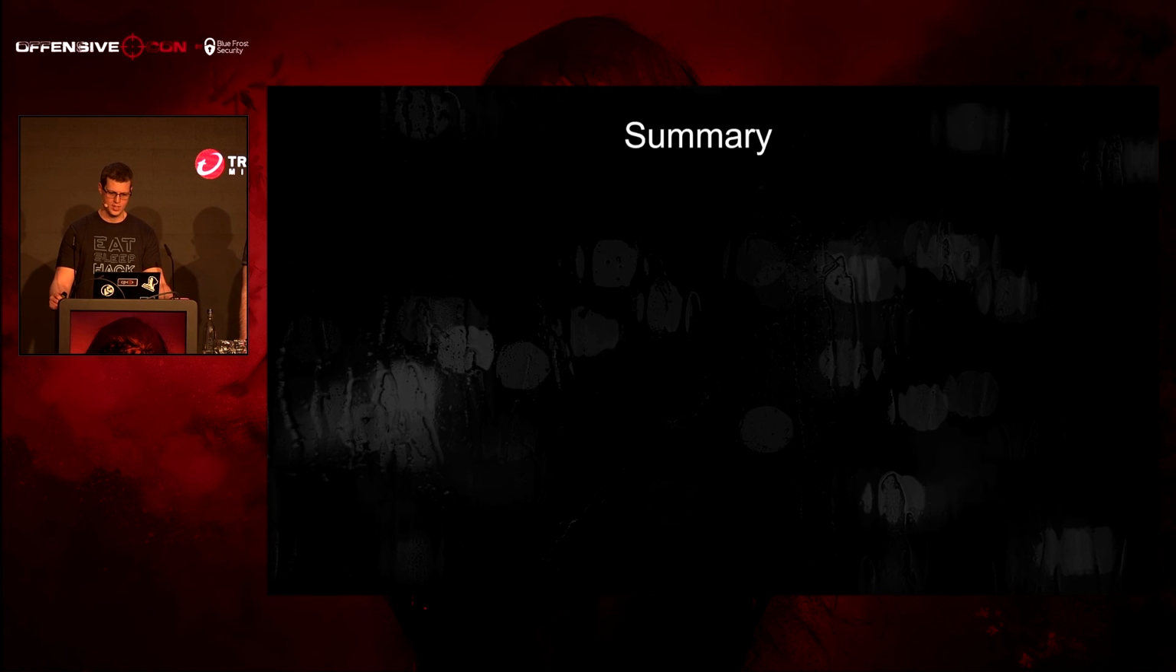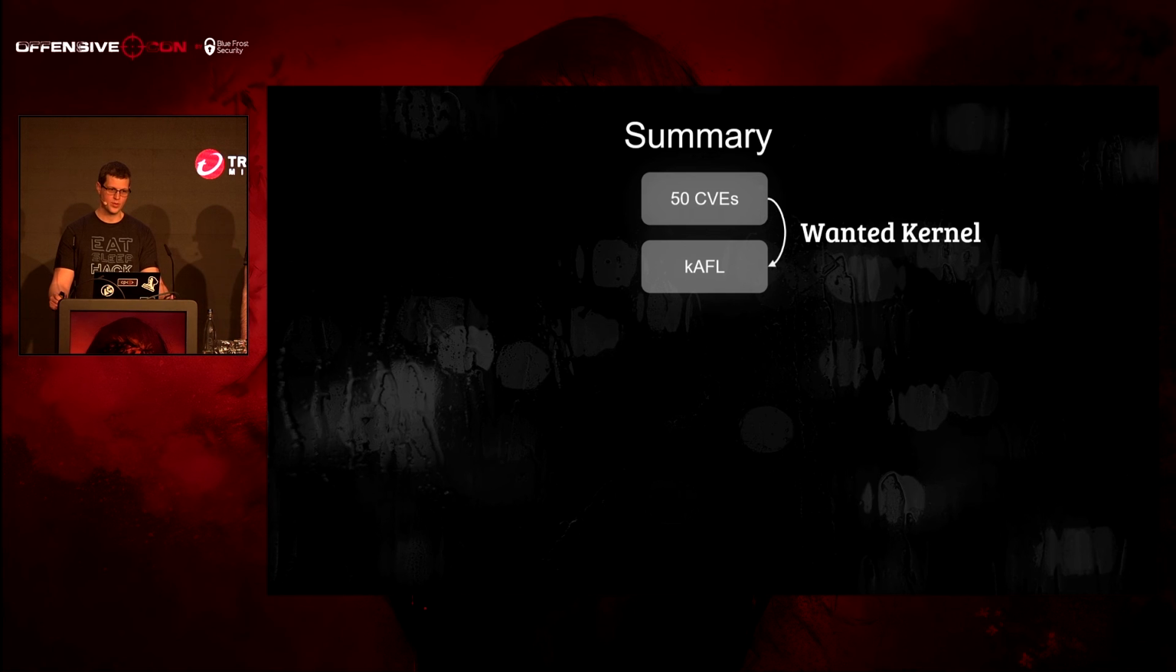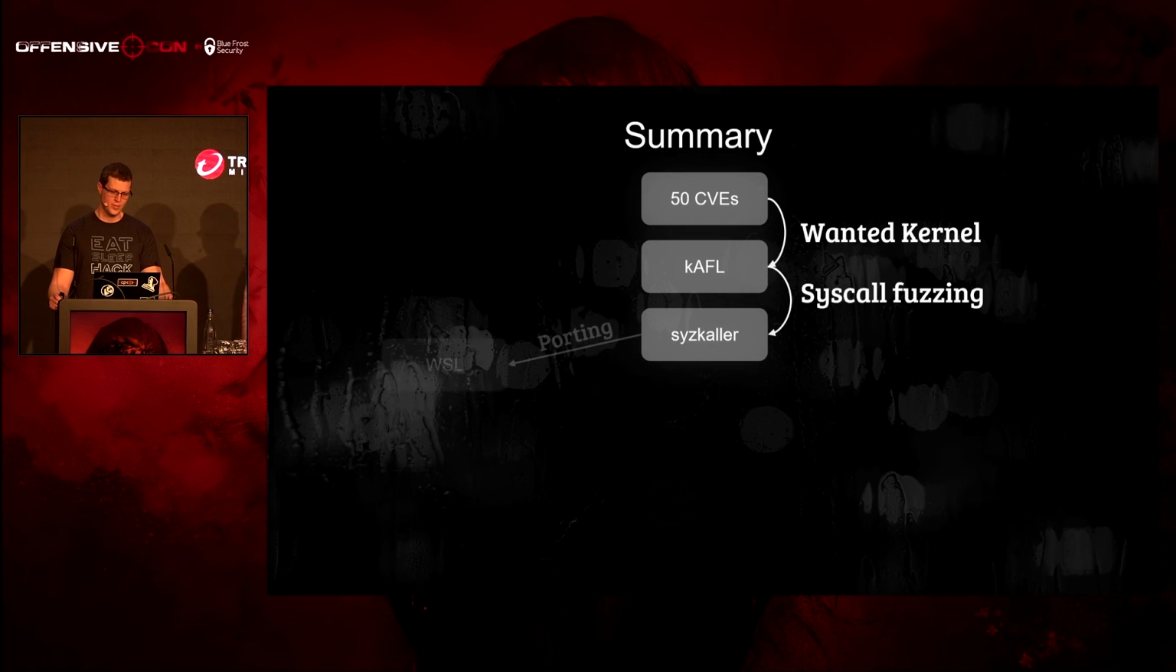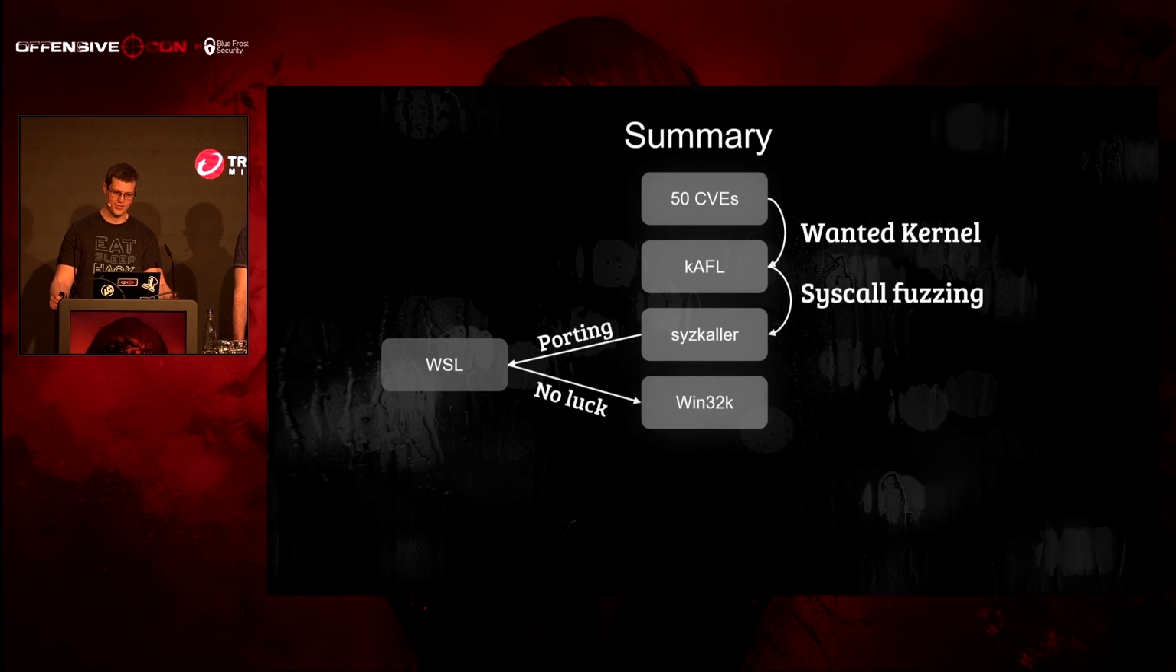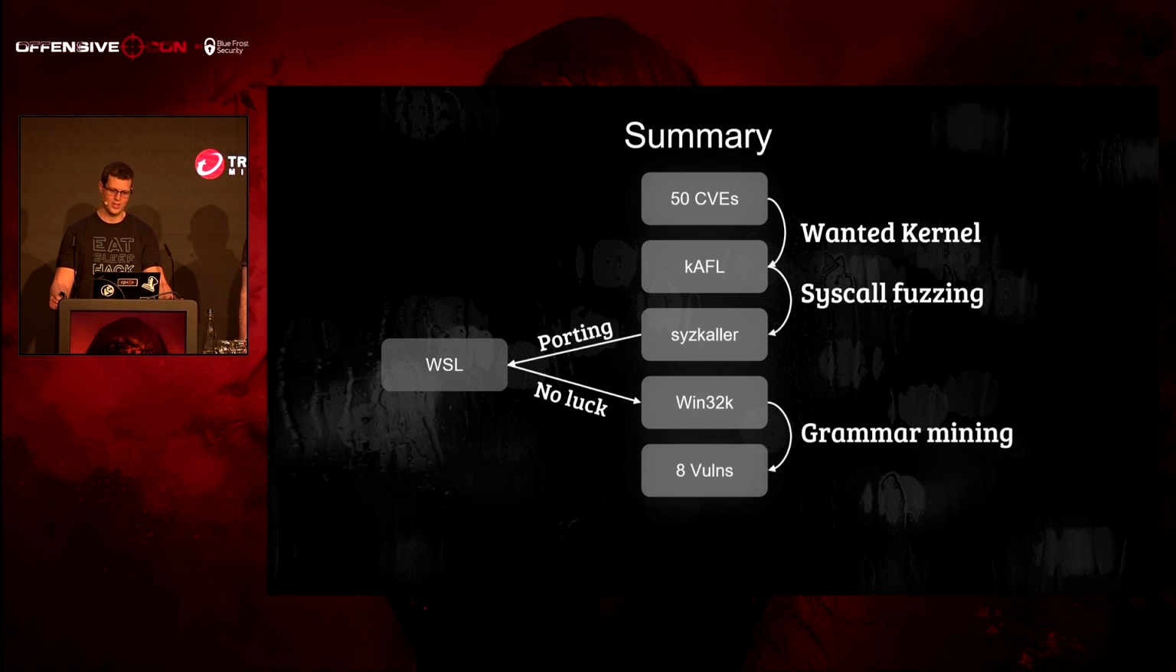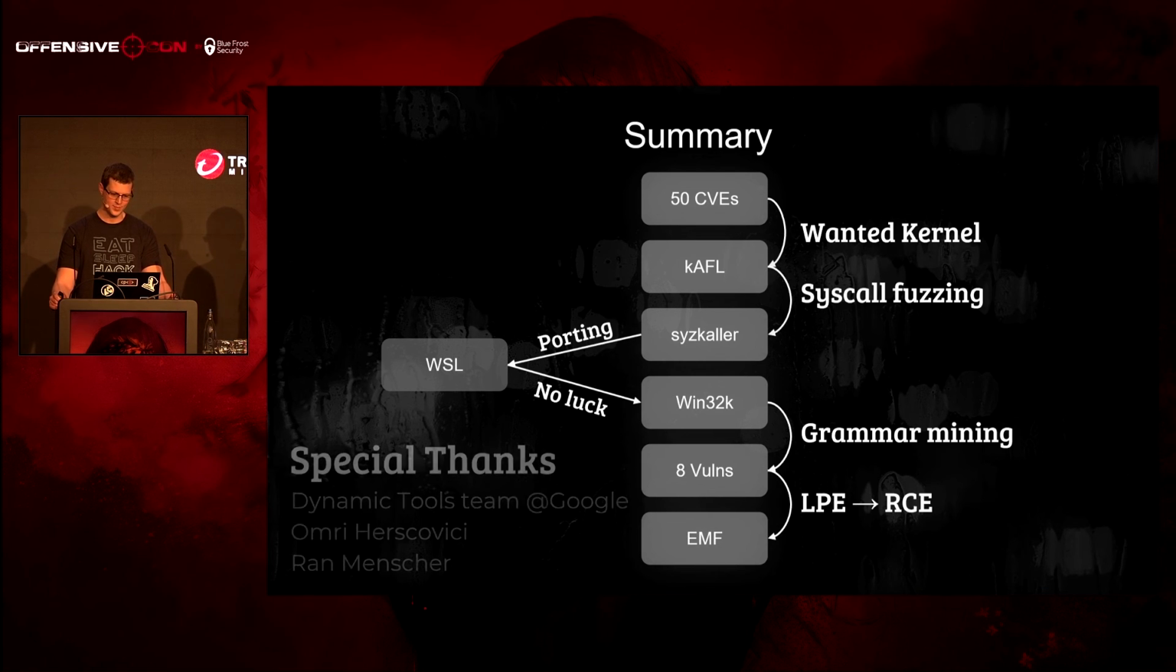So to recap, we started from our user space bugs, but we wanted a kernel one. We looked at KFL, but it wasn't good enough, so we moved to Syzkaller. We started porting to WSL. We were a bit disappointed that nothing happened. We moved back to Win32k. We did a lot of grammar mining. We got 8 bugs. We were able to turn some of them into RCEs.